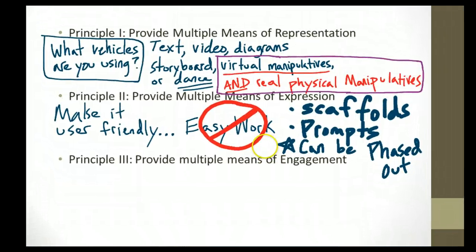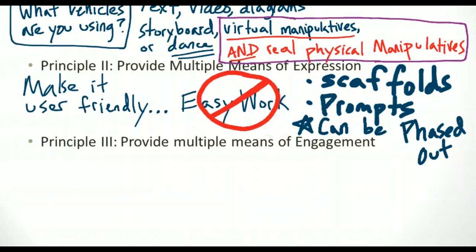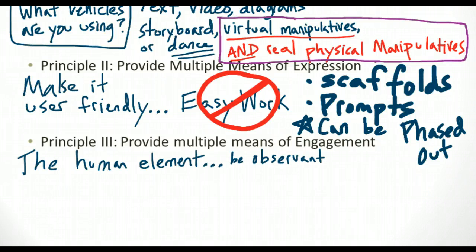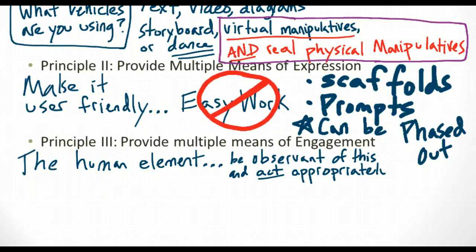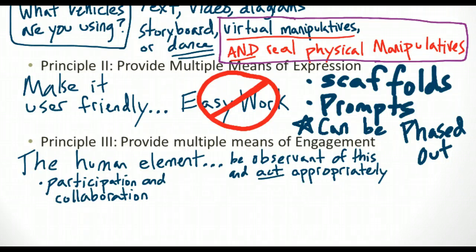And now finally, principle 3, provide multiple means of engagement. How are you engaging the students? To me, this is the human element. And we must be observant of what's going on with our students, and we need to respond appropriately. So are our students participating and collaborating? What are we doing to help this? What resources are we seeking out?